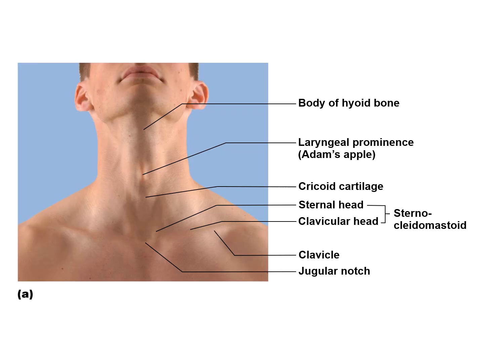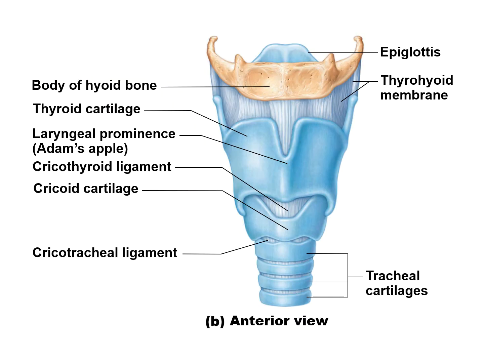So showing you there where the hyoid bone is, where the laryngeal prominence is, where the cricoid is, and giving you some reference points there with the sternocleidomastoid, as well as the clavicle and the jugular notch. So there is a picture from the front view of the structure I was just talking about.